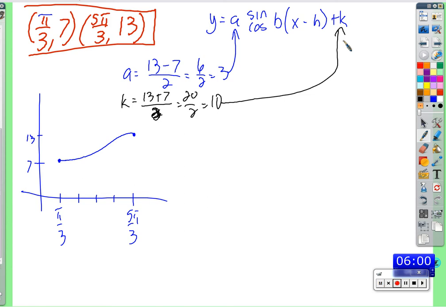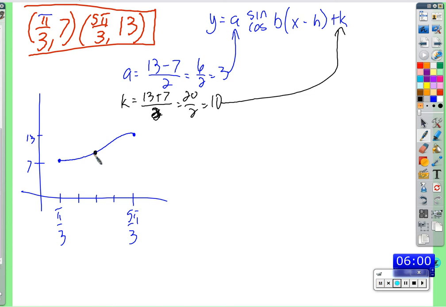Find h. Okay, find h. H is what? 4 pi over 3? 2 pi over 3. I guess we kind of have to decide: are we looking at a sine wave or are we looking at a cosine wave? Sine? You showed us the sine. Okay, so then you need to find this place right here.